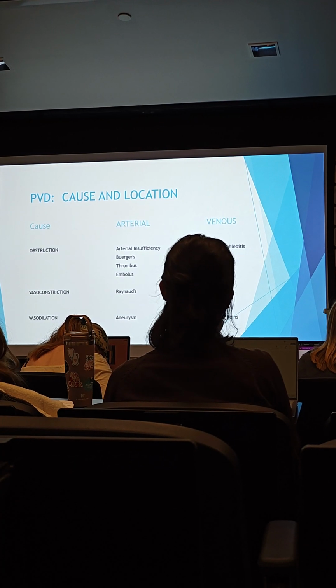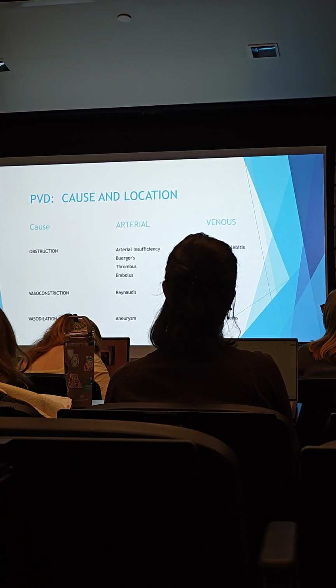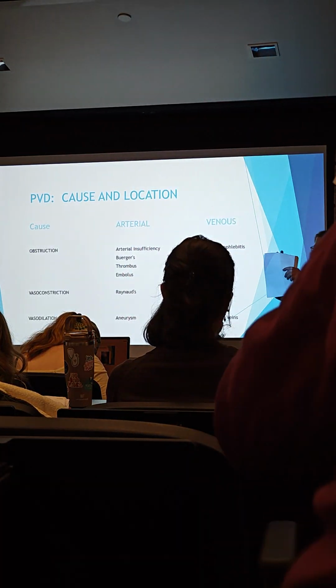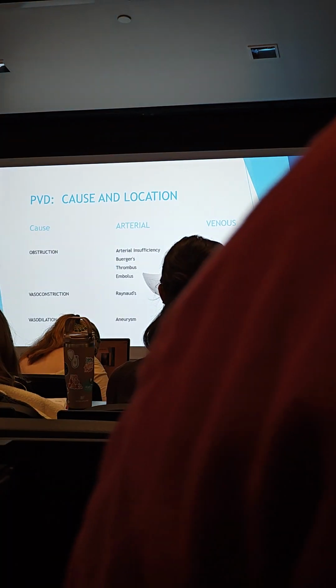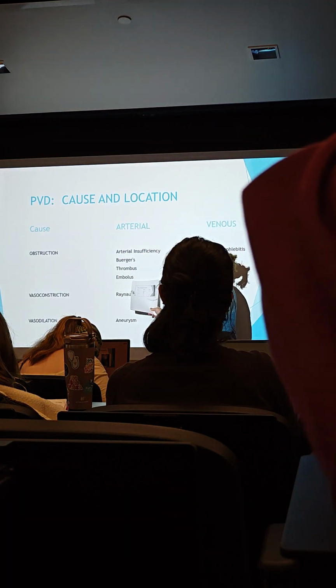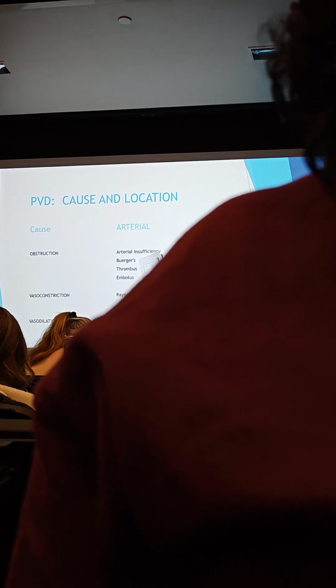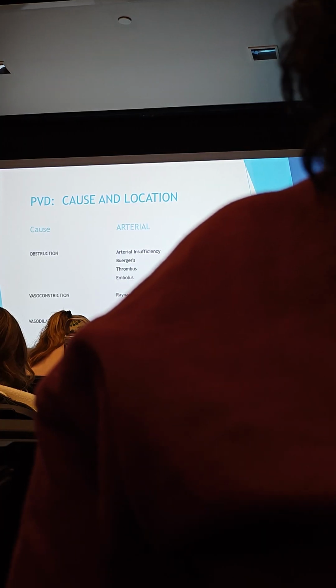So these are specific disorders underneath the arterial and venous vasculature umbrella. There's arterial insufficiency, and there's also an obstructive disorder called Buerger's disease. I'm going to skip over that.